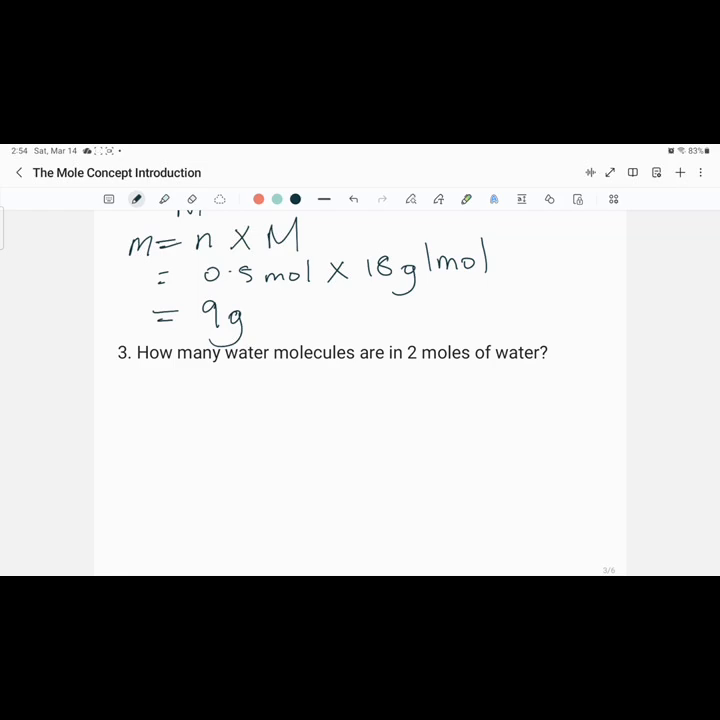So if we want to find the number of particles, the formula is N, number of particles, equals the number of moles times Na, which is Avogadro's constant. So the number of particles is equal to, how many moles do we have? We have 2 moles, times Avogadro's number, which is 6.02 times 10 to the 23rd.